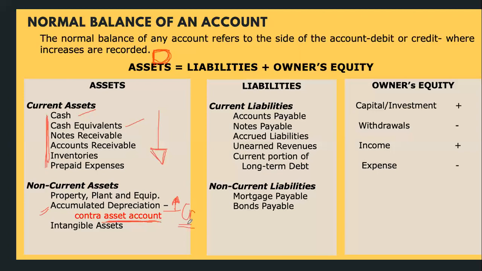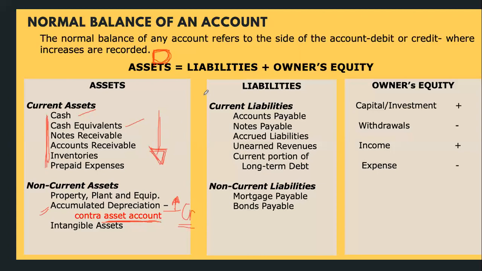So, in effect, mo decrease ang balance ni property, plant, and equipment because it's a contra asset account. So, again, the normal balance of asset is debit. So, every time you debit an asset account, it will increase its total asset balance. Okay, but if we credit an asset account, it will decrease its balance.